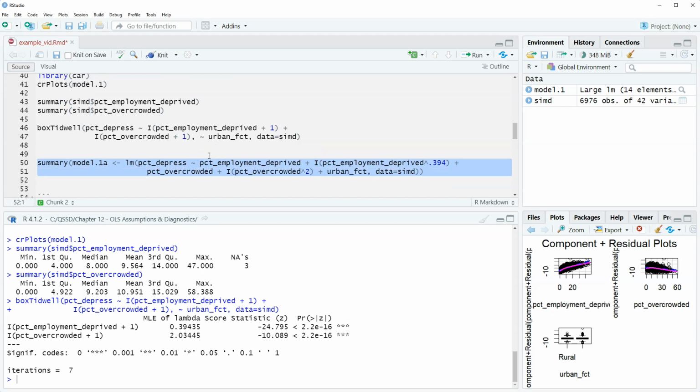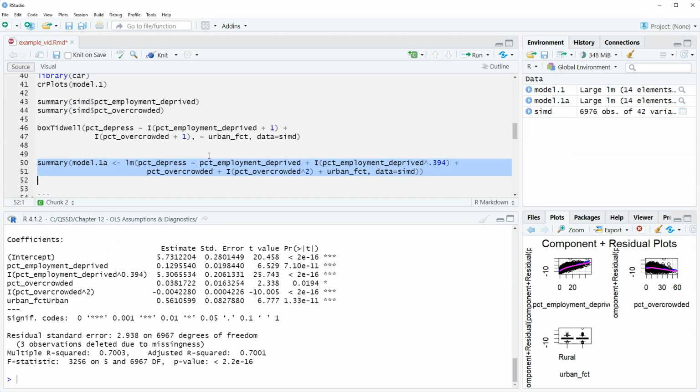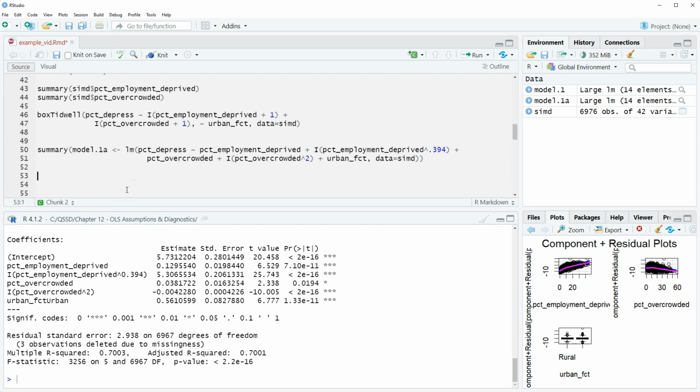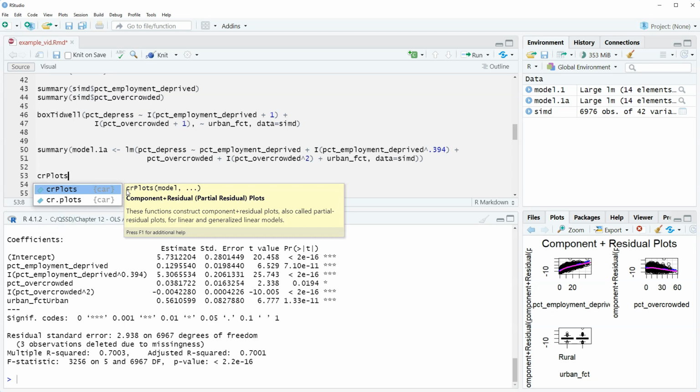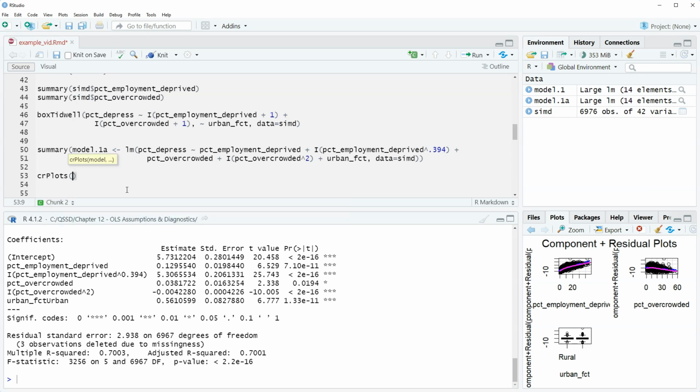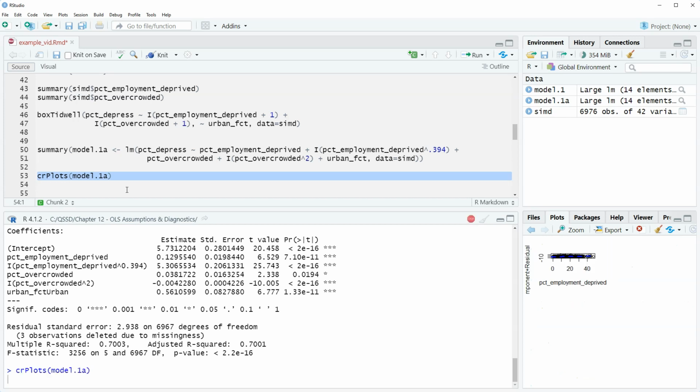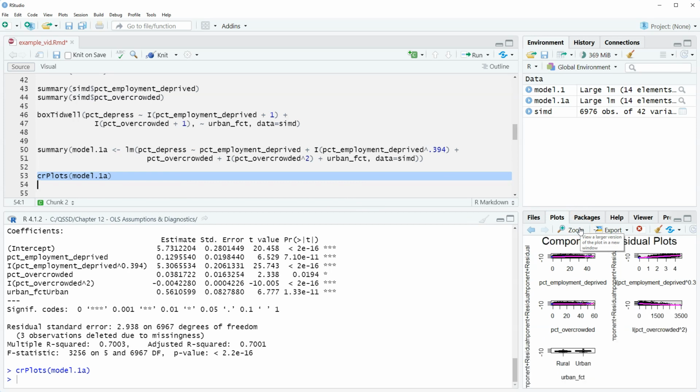All right, so let's hope that works. Okay, so it did run. All right, so that's good. Okay, so we get these results. What do they mean? Well, let's do this. Before we look at what they mean, let's rerun the component plus residual here and see if the linearity is fixed. So model 1A. It's going to take a second.